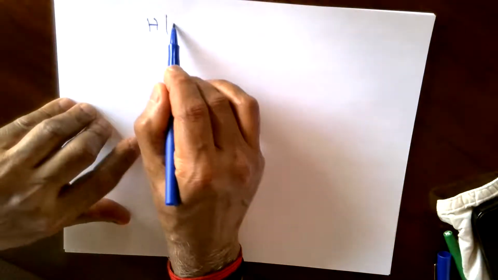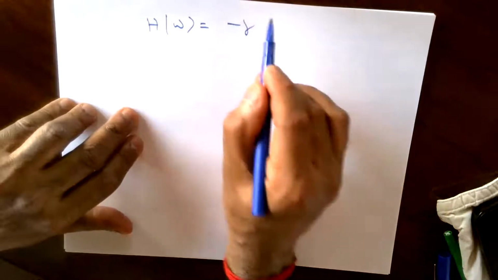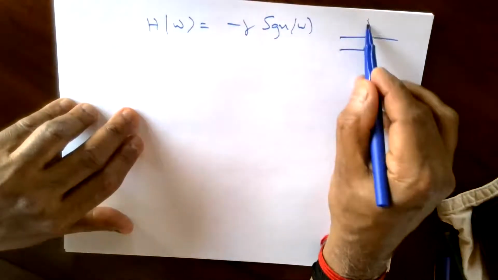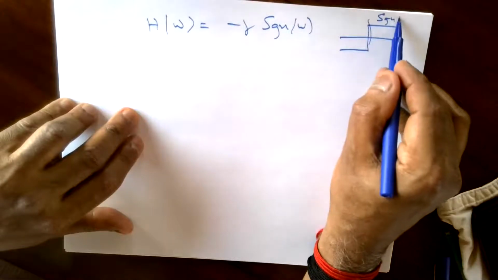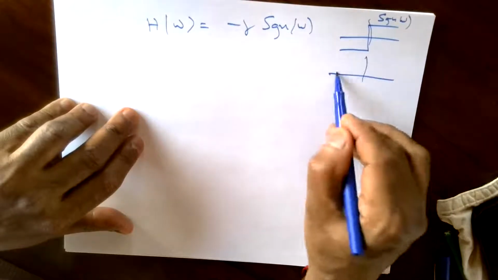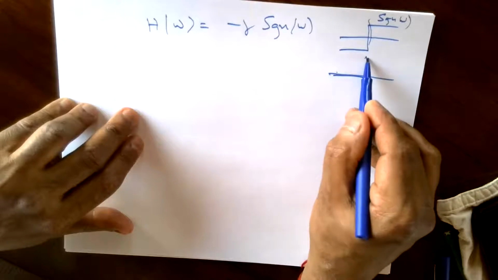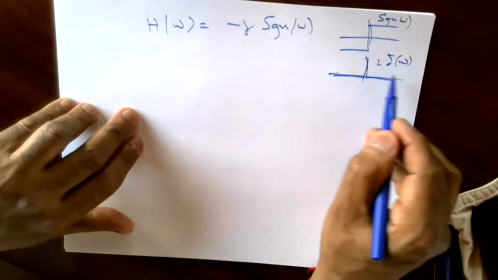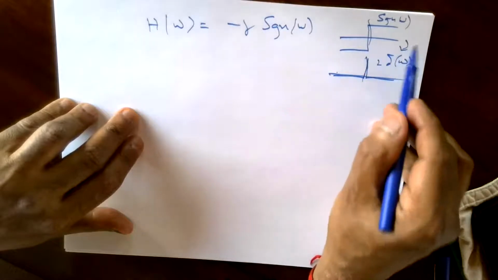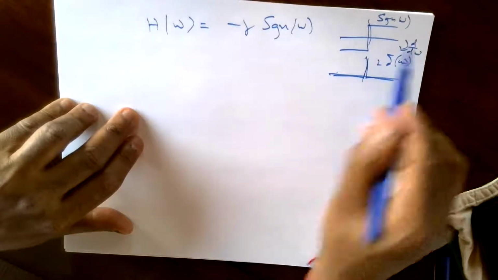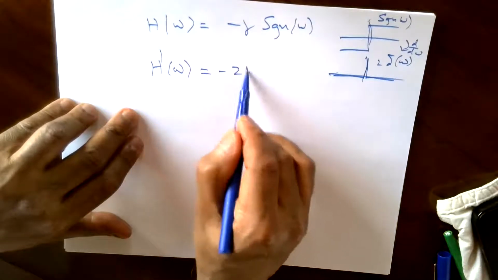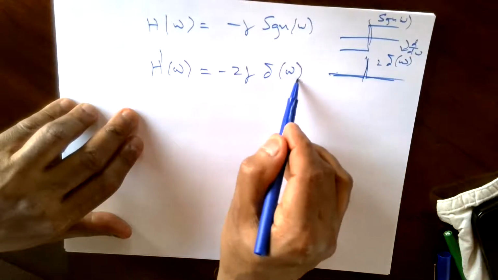So H(omega) — there are many ways you can do this. I'm going to do it one easy way, with sign omega. So sign omega is like this. If you take its derivative, you can see there's only an impulse of value 2. This is the derivative of this function, d by d omega. So if I do a derivative here, that's going to be minus 2j delta of omega.